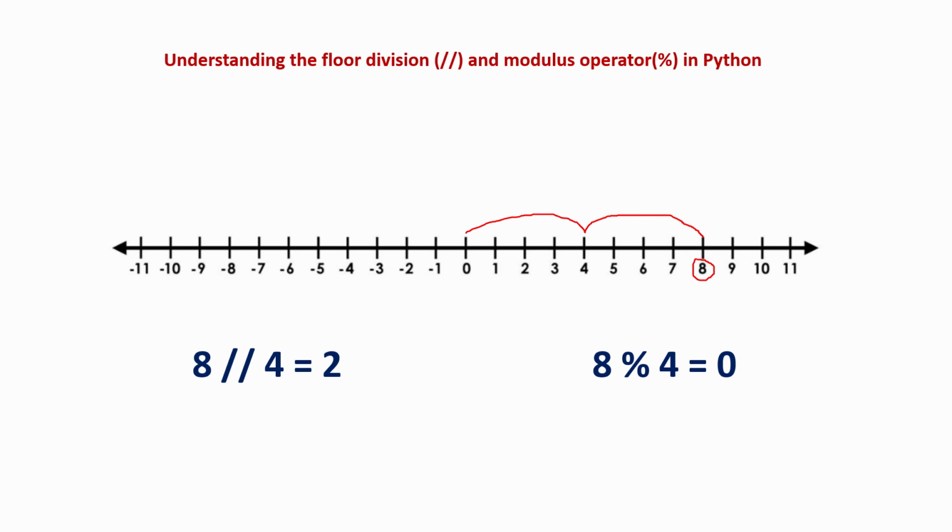So how will I reach? Is 8 float division 4. So 4 2s are 8. So we reach till 8. So 2 will be the answer for the float division. While if we do the modulus, so obviously if 8 is divisible by 4, the remainder will be 0. So if it is completely divisible, then you have to go till that number.